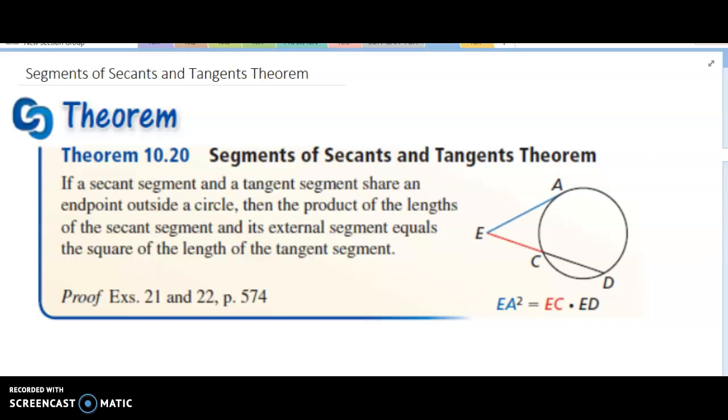Alright, so we have one more theorem and a couple of examples to go over, and then we'll be done with this section. And once again, we are going to be solving quadratics, and this time we can't factor, so we're going to go over the quadratic formula as we did in the past. But anyways, this theorem is the segments of secants and tangents theorem.